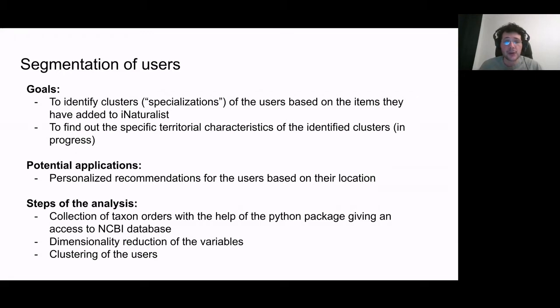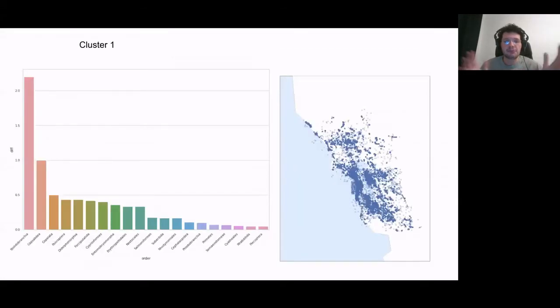So yeah, I was clustering users based on the orders of taxon that they were collecting. And one of the potential applications of this is personalized recommendations for the users. For instance, if we know that the user is specialized on collecting taxons related to one of the orders, we can recommend this person some special territories in the city where he or she is collecting these taxons or something like that. Yeah, and just 2 examples. The next slide presents just one of the clusters.